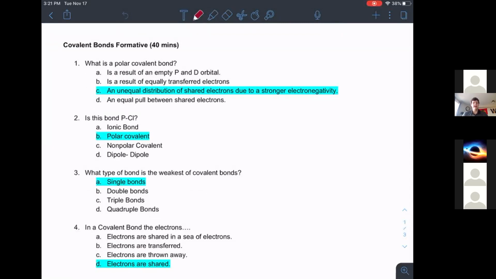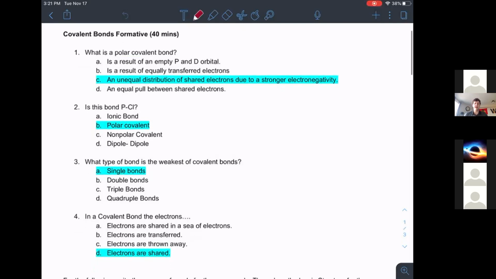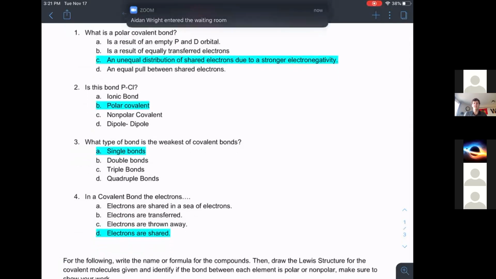Number two is a PCl bond. What type of bond is it? It's going to be polar covalent because it lies between 0.5 and 1.7 with the electronegativity difference. Number three, what type of bond is the weakest covalent bond? It's going to be our single bond.